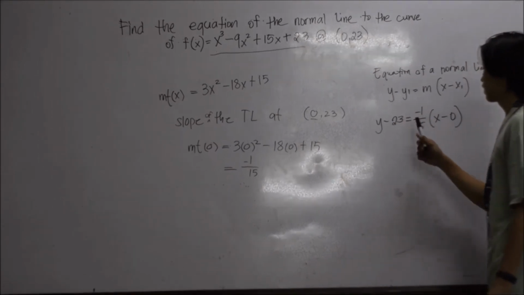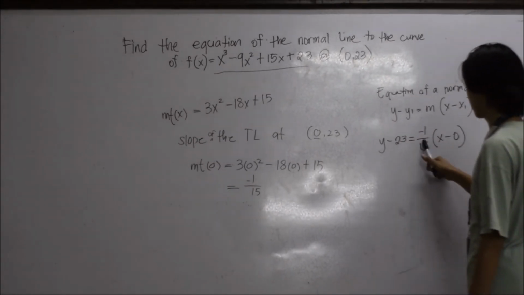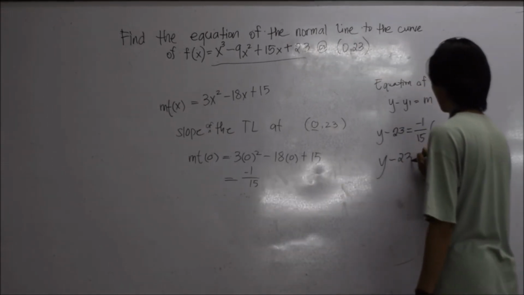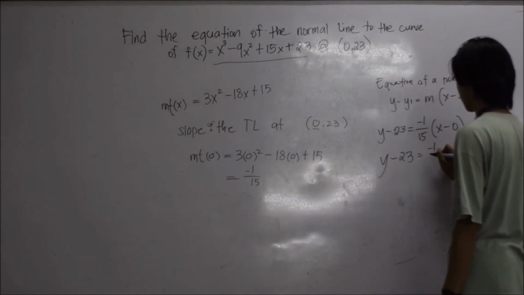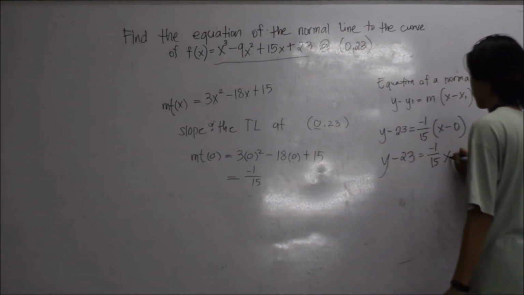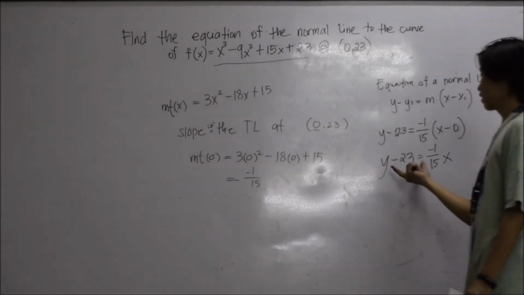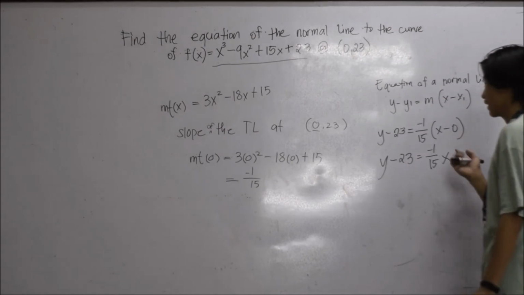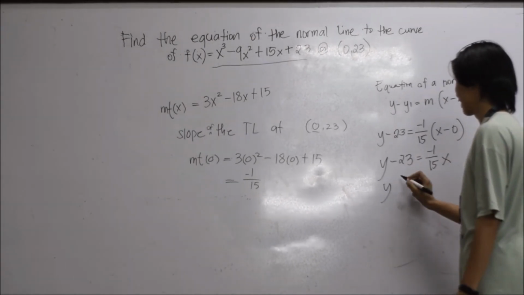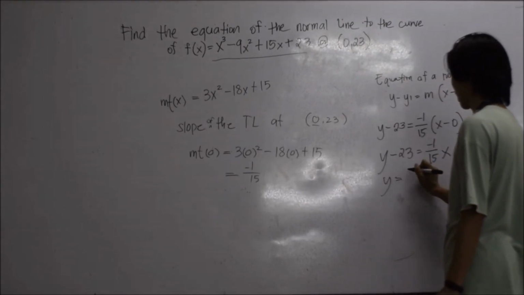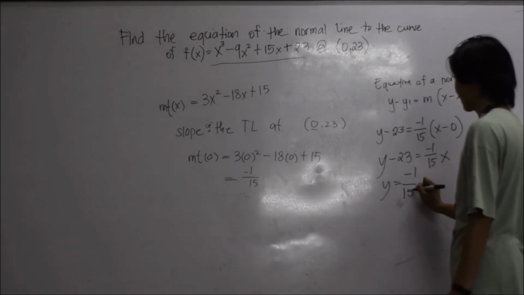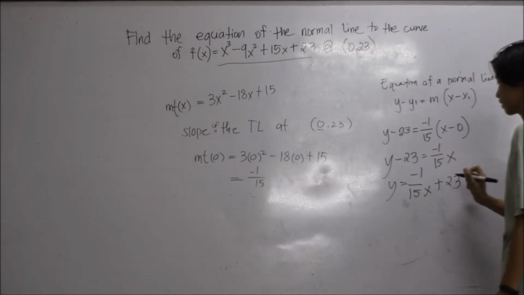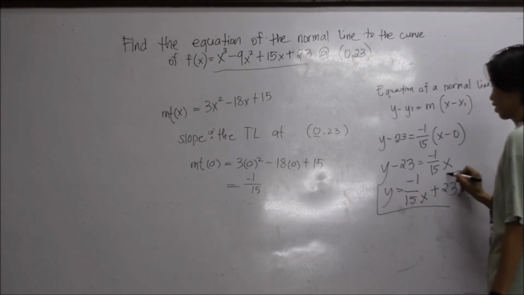So next we're going to multiply this and this. y minus 23 equals negative 1 over 15 x. So next, let's transpose negative 23 to here. So y equals negative 1 over 15 x plus 23. So this is the equation of a normal line.